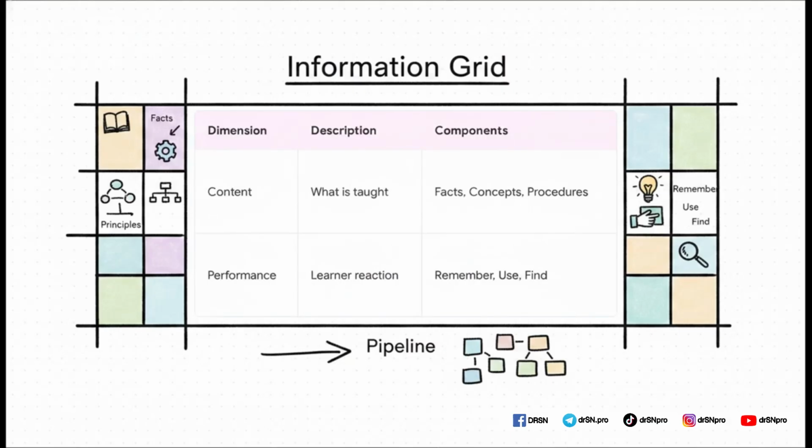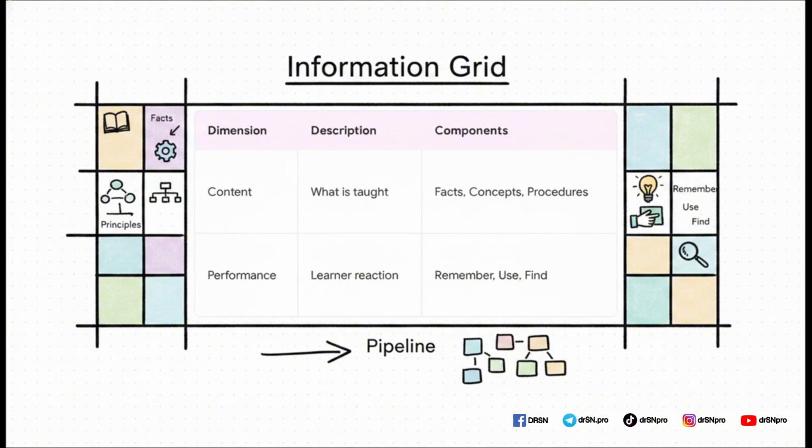Okay, let's dive into this next pillar, David Merrill. If Gagne is the pipeline, Merrill's component display theory is the information grid that sorts exactly what goes into that pipeline. Merrill looks at the micro-elements of instruction by mapping learning on 2 distinct dimensions. First up, content. Are you teaching a concrete fact, an overarching concept, a step-by-step procedure, or a foundational principle? Second is performance. Do you want the student to just remember it, use it in a specific situation, or find a whole new application for it?